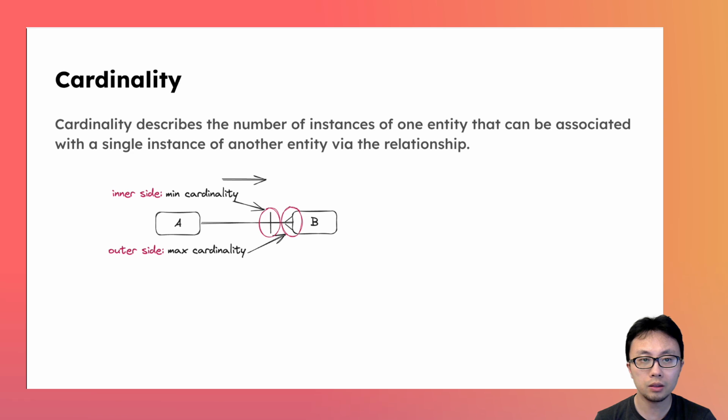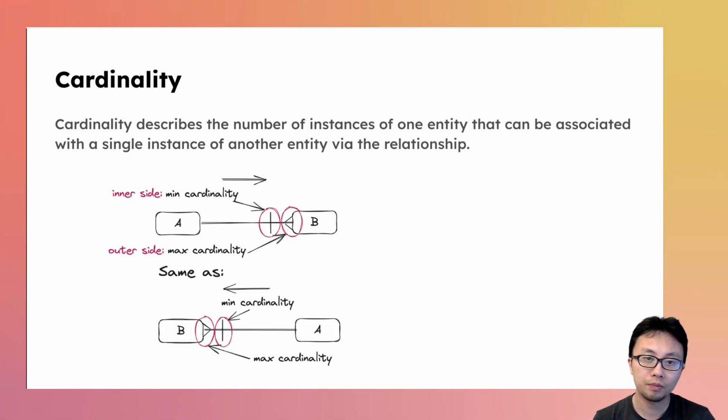The symbol on the inner side represents the minimum instance number of B that a single instance of A needs to be associated with. We call that the minimum cardinality. The symbol on the outer side represents the maximum instance number of B that a single instance of A can be associated with. We call that the maximum cardinality. Both symbols are placed closer to entity B. See, the direction goes from A to B. Yet the two symbols need to be placed closer to B. That's something you want to pay attention to.